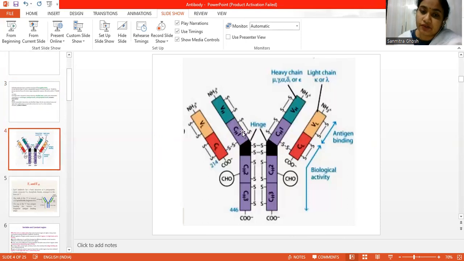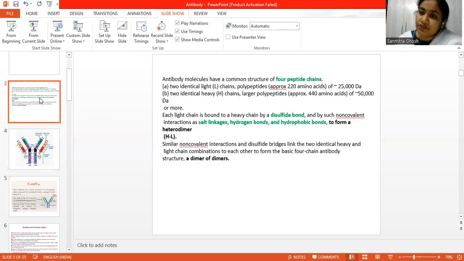So if we refer to this particular picture, 1, 2, 3, 4, 4 polypeptide chains are present in this structure of the immunoglobulin. Here we have 2 identical light chains. These light chains have a molecular weight of approximately 25,000 Daltons each, and they are approximately 220 amino acids long. And we also have 2 identical heavy chains. They are larger polypeptides of almost 440 amino acids long, and they are 50,000 Daltons or more in molecular weight.